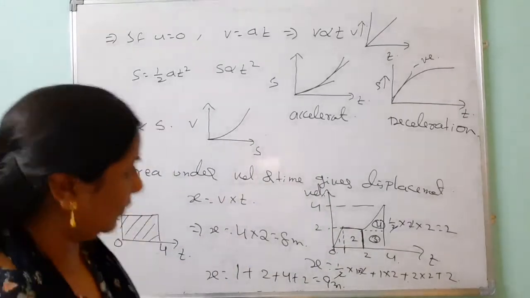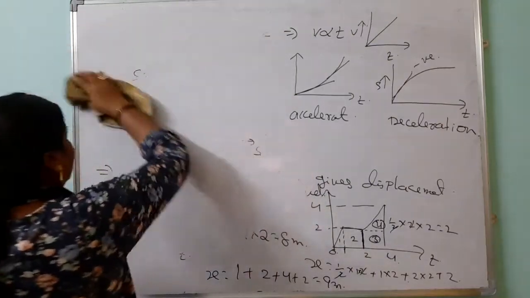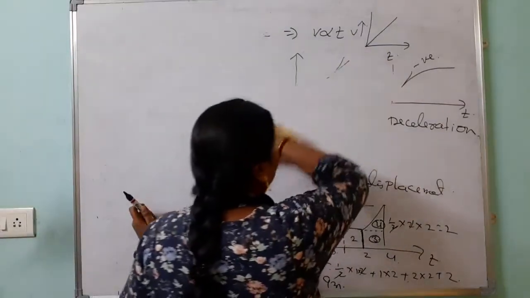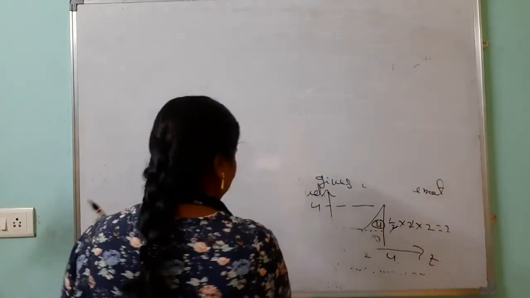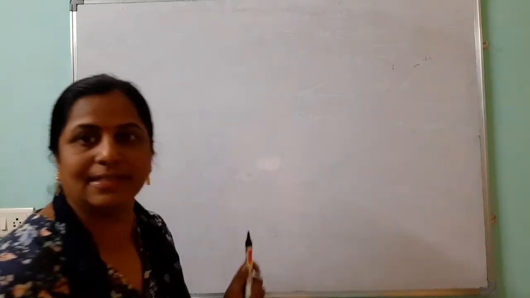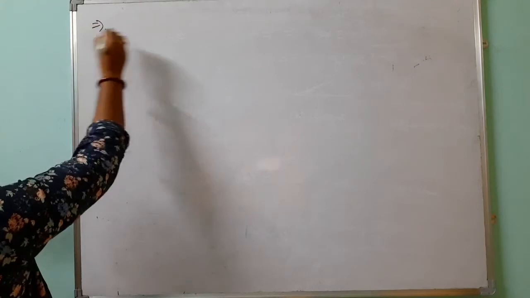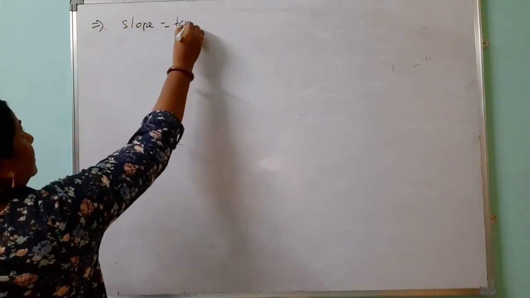Suppose it is the ratio. Slope of the graph is nothing but representing the ratio of this one. Slope is positive slope and negative slope, especially for acceleration and deceleration. Decreasing velocity is called deceleration. Increasing velocity is called acceleration. Look here. Slope is nothing but tan theta.